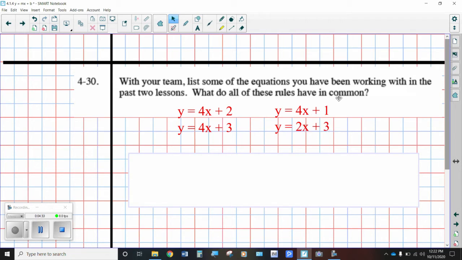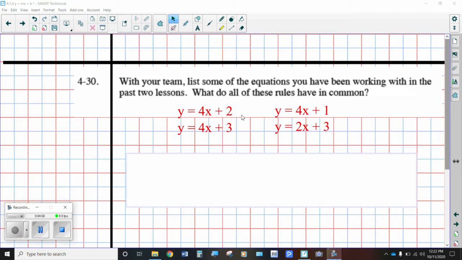So what do all these rules have in common? Go ahead and pause and see if you can identify what they have in common. And maybe not all of the rules will have something in common, but some of them will have something in common. So go ahead and list out what some of them have in common. And I guess there is something that all of them have in common. Go ahead and see if you can figure out what that is and jot down a few statements.